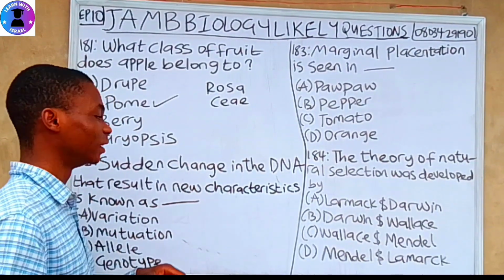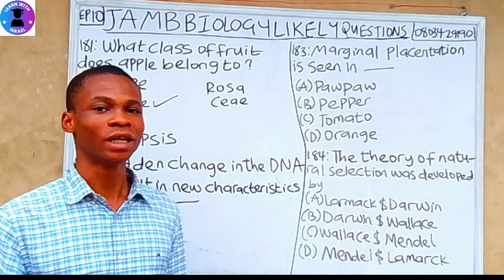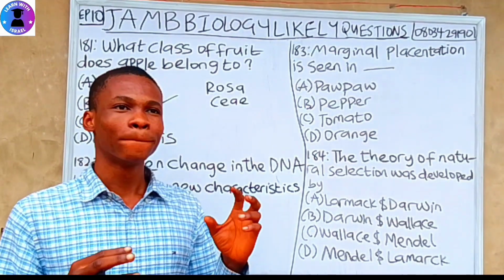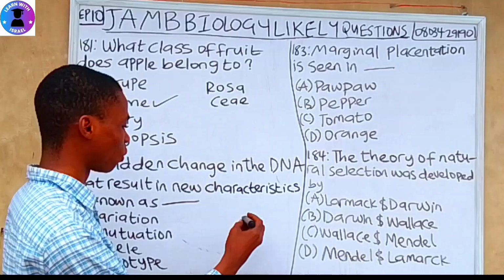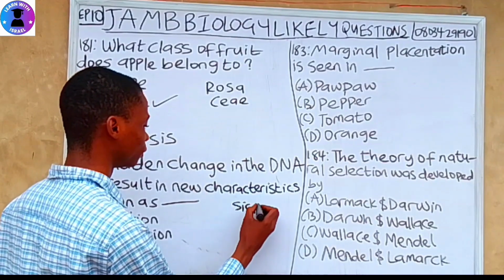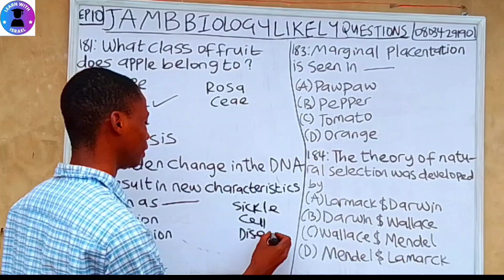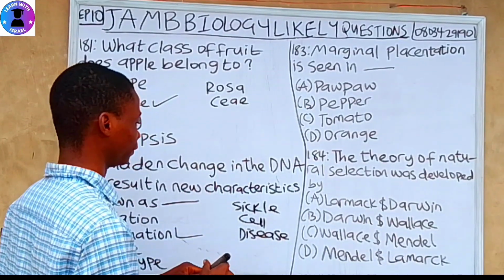Sudden change in the DNA that results in new characteristics is mutation, and this kind of situation occurs in sickle cell disease. So mutation is the correct answer.